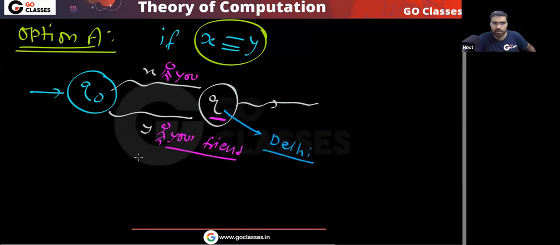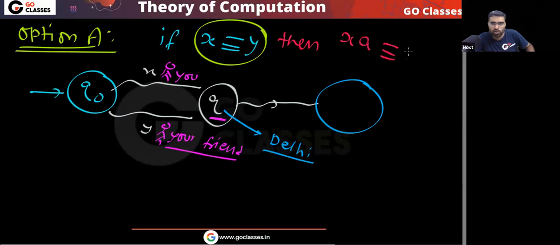Now tell me, if you meet in Delhi, then further you will go together. Yes or no? So if on X comma Y you go to the same state, then further also you will go to the same state. Agree? Is this point clear? This is what option A is saying.